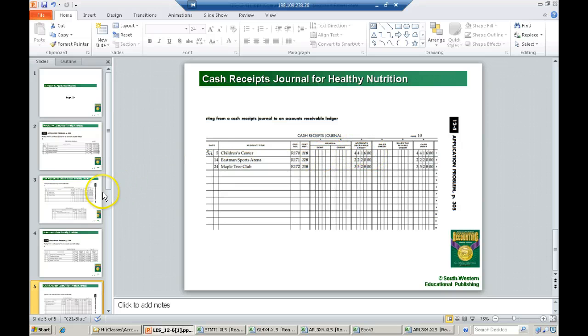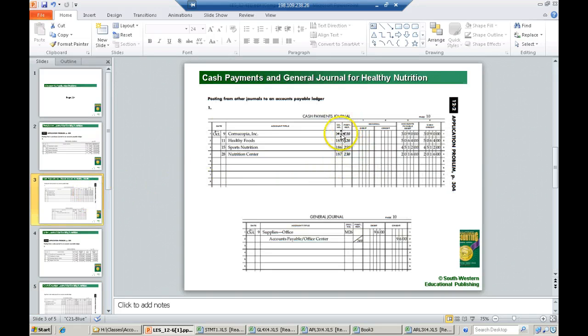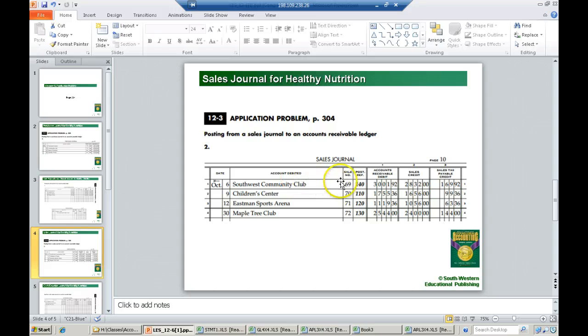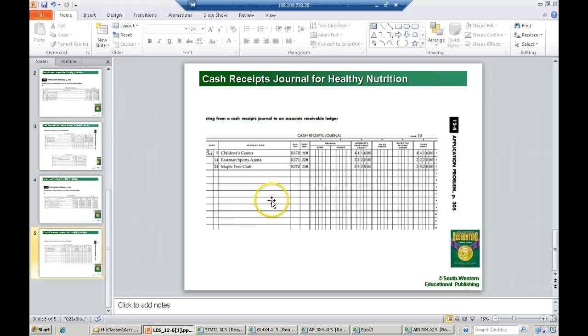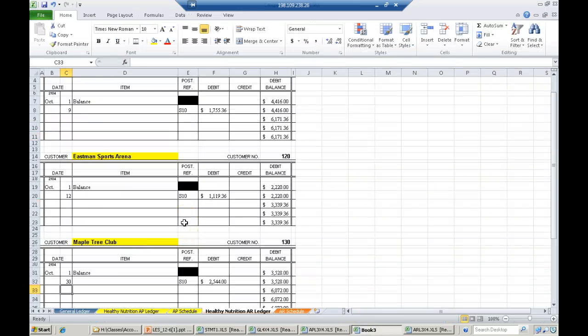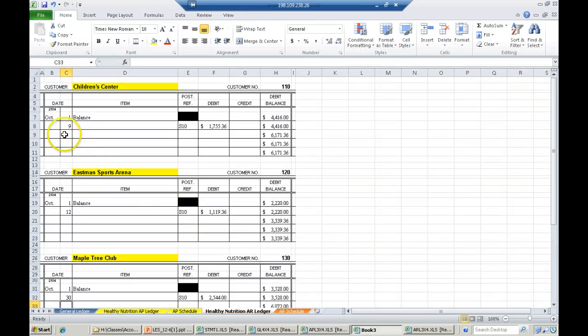$44.16. Again, once you record these in the ledger, you need to go back and put in the journal the account number to prove that you posted it to each individual ledger, and that's really important in the journal. We're not doing that in the application problem quite yet. So again, cash receipts journal means that they've paid us back on the 5th. Children's Center. So let's go to Children's Center. And again, this was on the 5th.